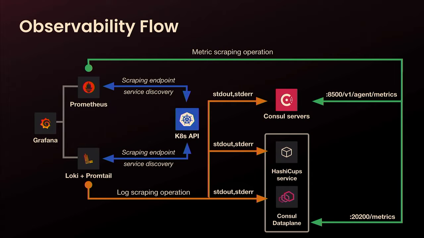As for Promtail, it scrapes logs from the Consul servers at standard out and standard error. It also scrapes logs from each of the Consul data plane sidecars at the same location, essentially gathering logs for both the service mesh control plane and the service mesh data plane. Promtail then pushes these logs for both the service mesh control plane and data plane into Loki, which stores them and makes them very nice to query.